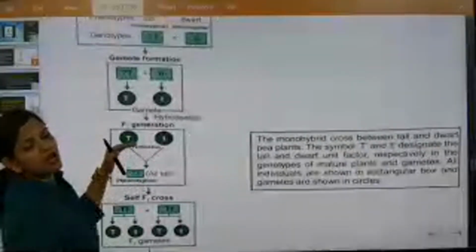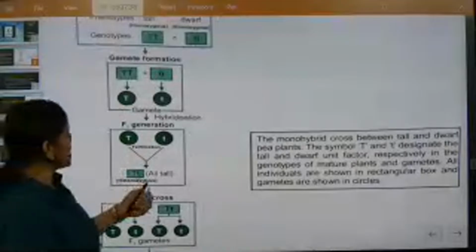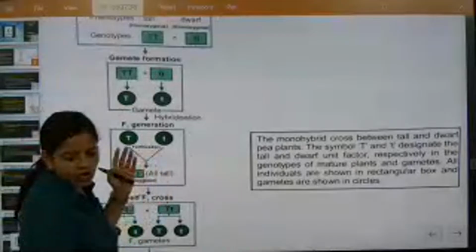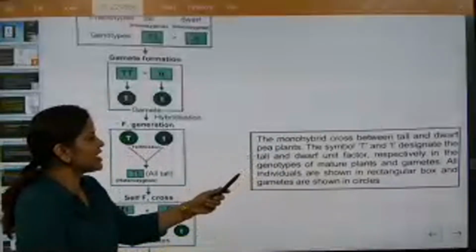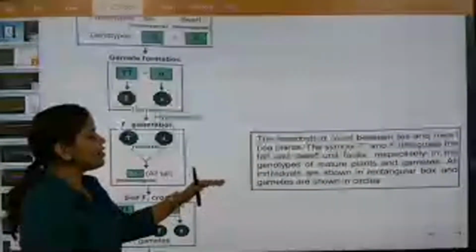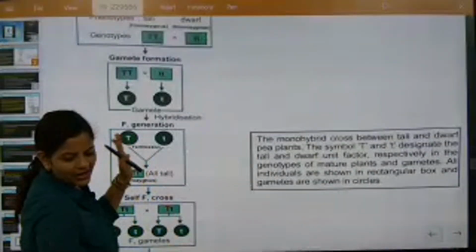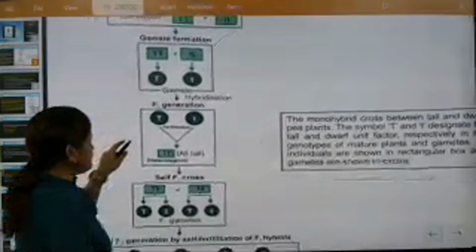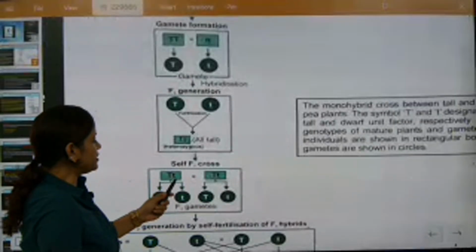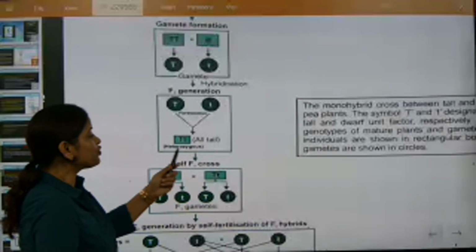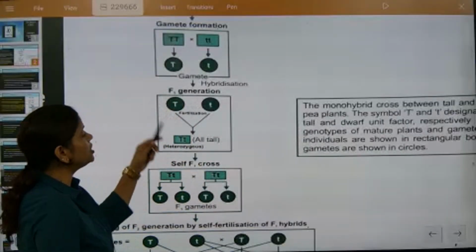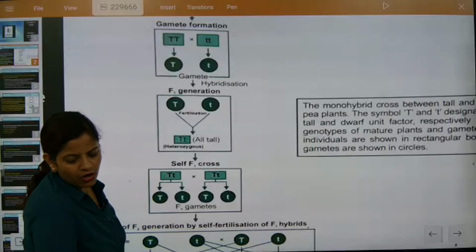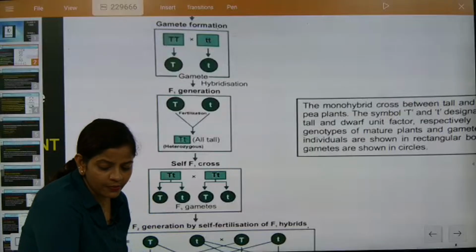So now, this is a monohybrid cross. What we are doing is, we are taking the characteristics and now we are cross breeding them. Understood? The monohybrid cross between tall and dwarf pea plant, the symbols T and t designate tall and dwarf, and all individuals are shown in the rectangular part. So this is exactly done. Now look at it. So this is capital T small t. First we got this one, same as what we got in the first generation, F1 generation: all will be tall.